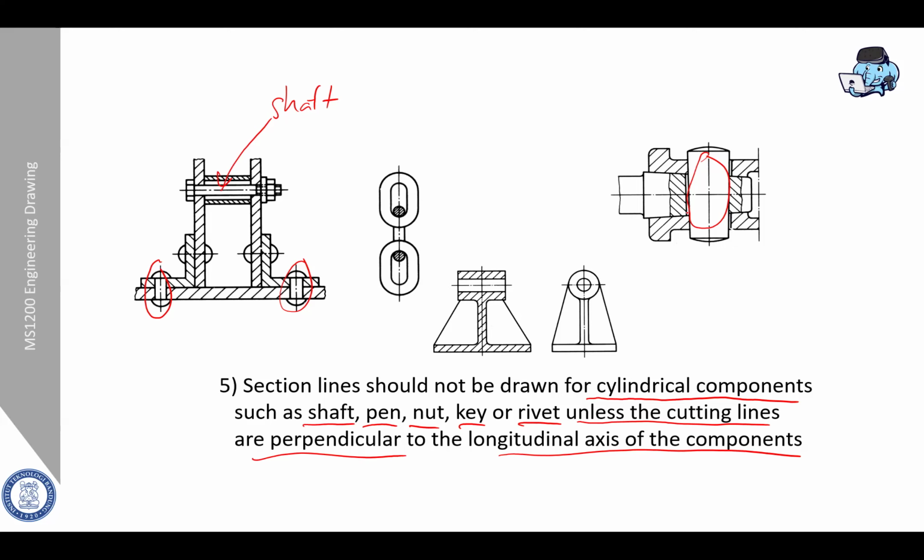Jadi misalnya cutting plane itu begini. Misalnya begini cutting plane-nya. Nah, ini kan memotong si shaft-nya perpendicular. Nah, barulah nanti harus digambar cross section-nya. Oke. Tapi kalau bidangnya longitudinal atau paralel terhadap sumbu shaft-nya, atau sumbu rivetnya, kita nggak gambar section lines, kita nggak gambar arsiran. Oke ya.